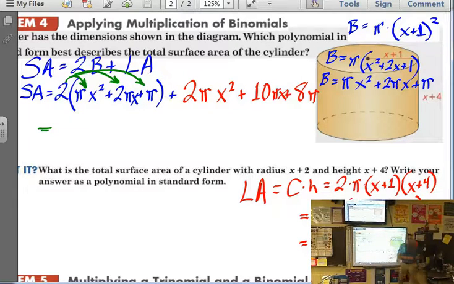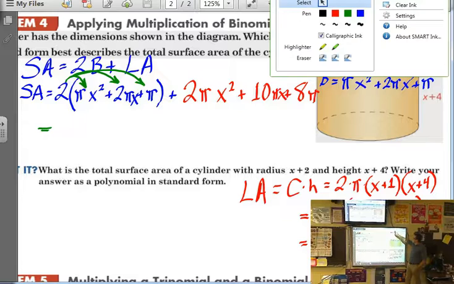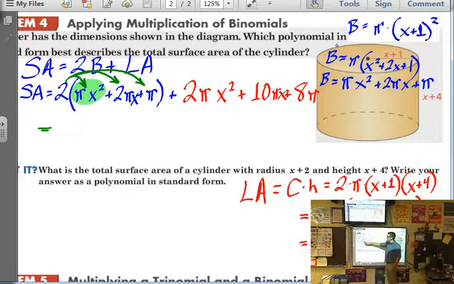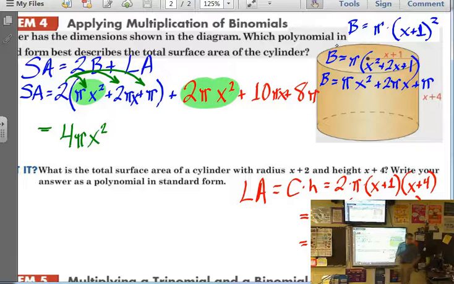Happens. So I'm going to go ahead and think about this after I would have distributed the 2 and added the like terms. So this would have been 2 pi x squared and another 2 pi x squared. So really, 4 pi x squared. Then I've got my 10 pi x plus how many pi x would I have had from the bases? So together we get 14 pi x. And then I had a 2 pi and an 8 pi and a 10 pi.